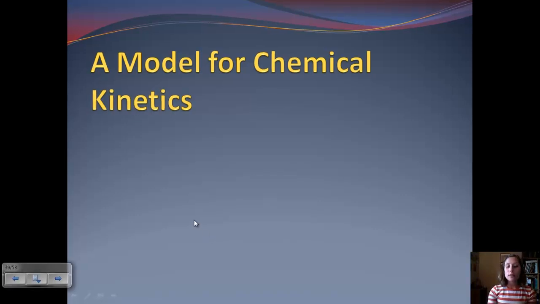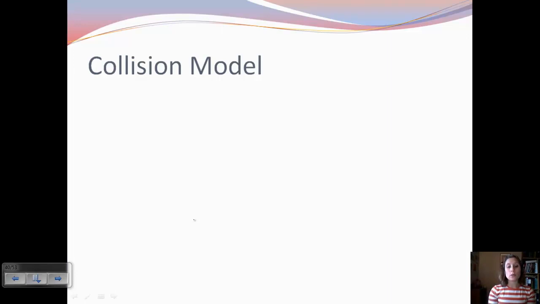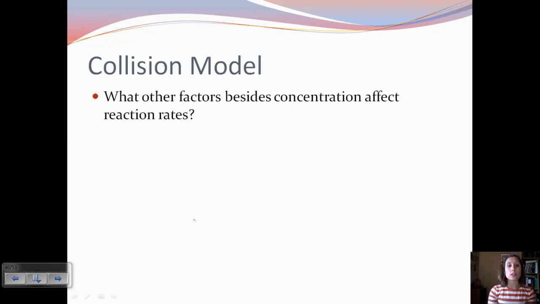Hello again, everyone. We are going to discuss section 12.7 today, which is titled A Model for Chemical Kinetics. So we're going to look at other things that influence reaction rate versus concentration. We know that concentration affects reaction rate, but what other things are involved?